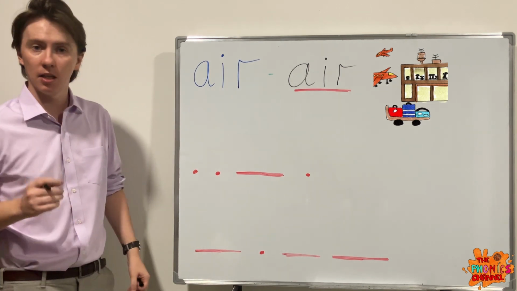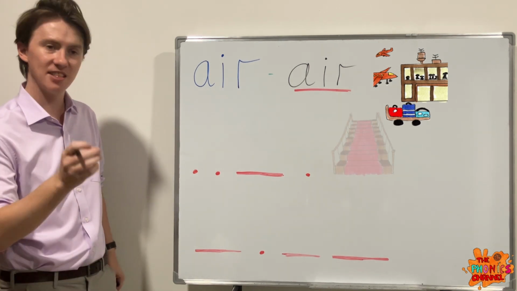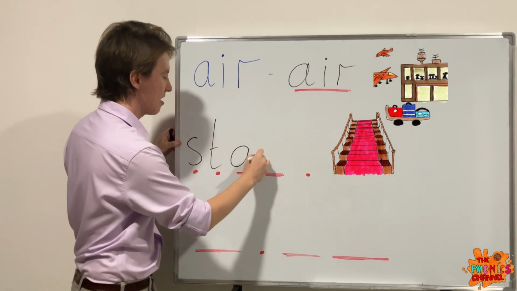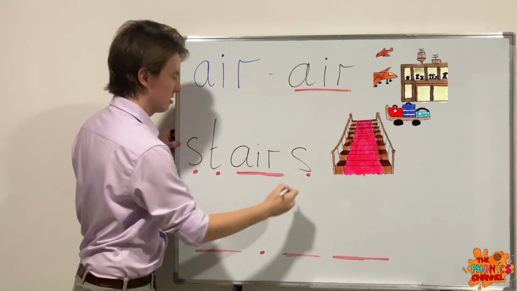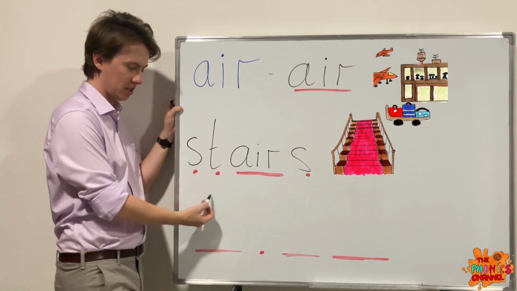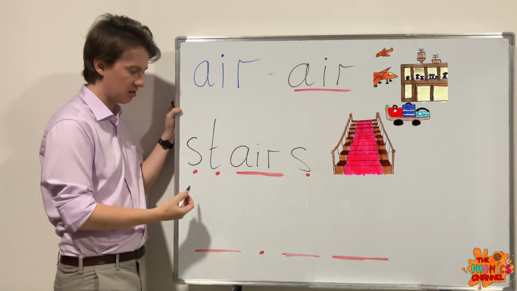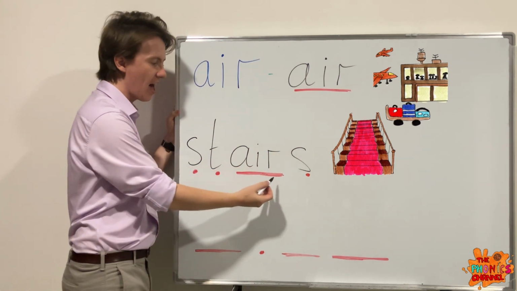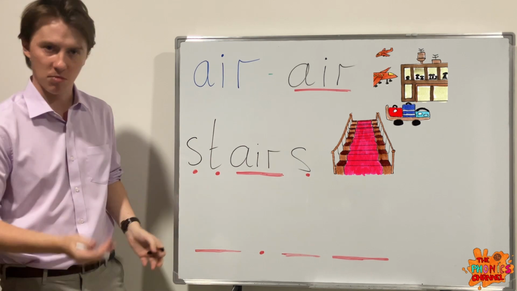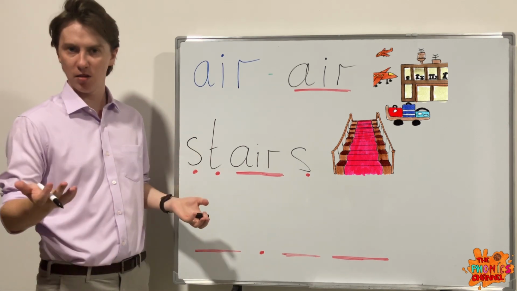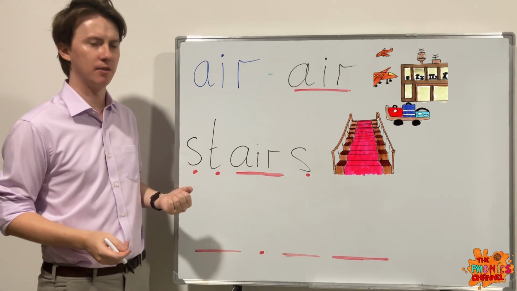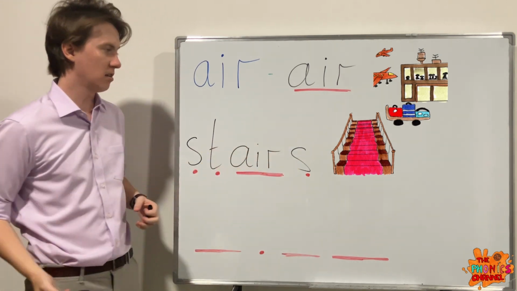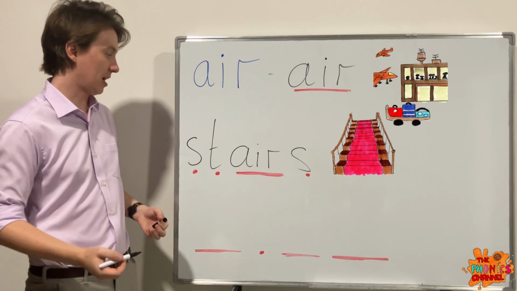Okay, next one is stairs. Stairs. We've got two adjacent consonants here to make the st sound. Stairs. I am walking up the stairs or down the stairs. Stairs. Super. Okay, so that has how many letters?